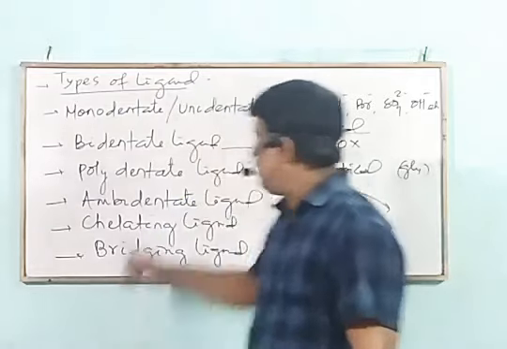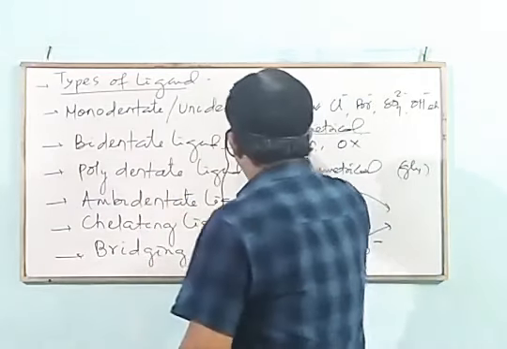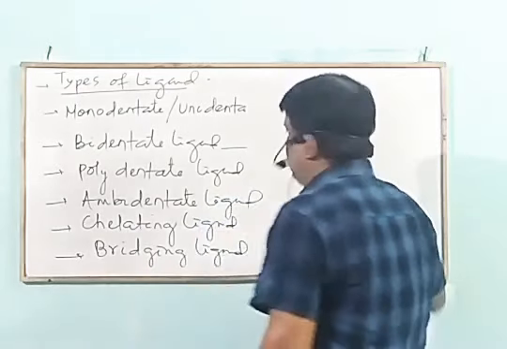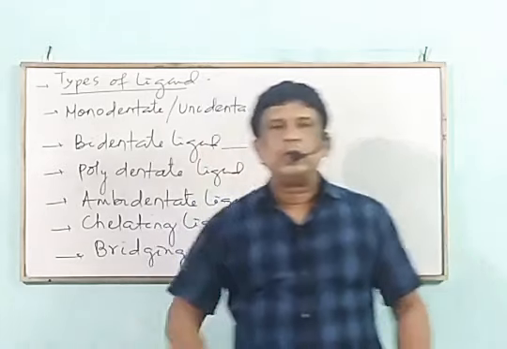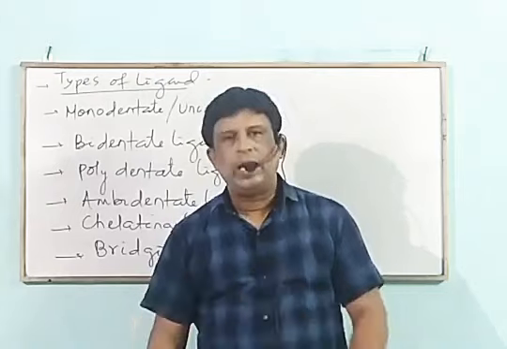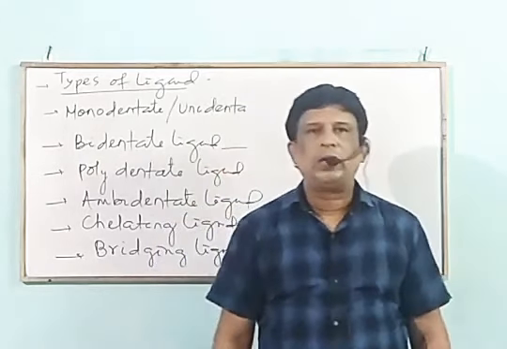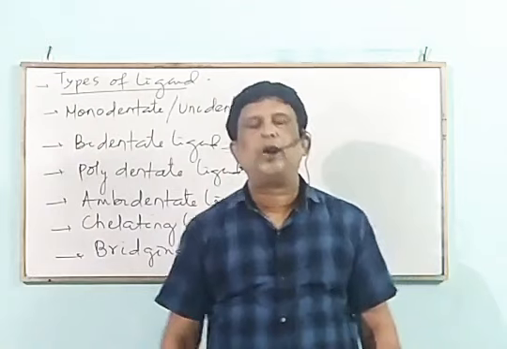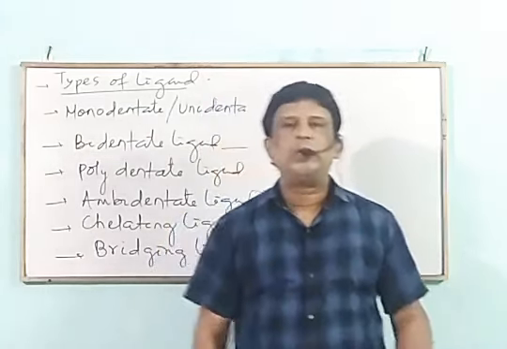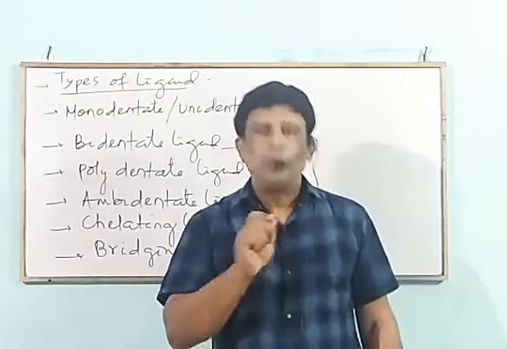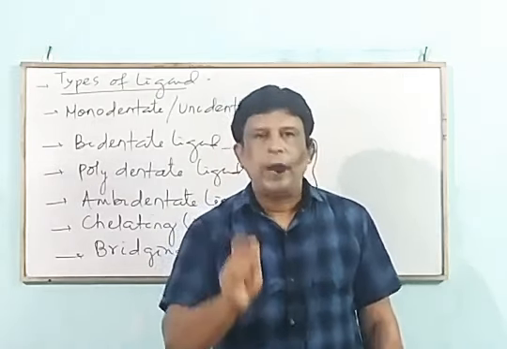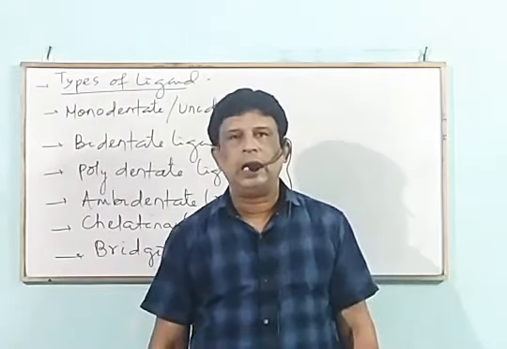Next we discuss another one, the polydentate ligand. The ligands which possess more than two donor atoms, which donate more than two lone pairs of electrons simultaneously to the central metal ion forming a complex, are known as polydentate ligands. If three donor atoms are there, then it is known as tridentate. Four donor atoms, tetradentate. Similarly for five and six, pentadentate and hexadentate ligand.